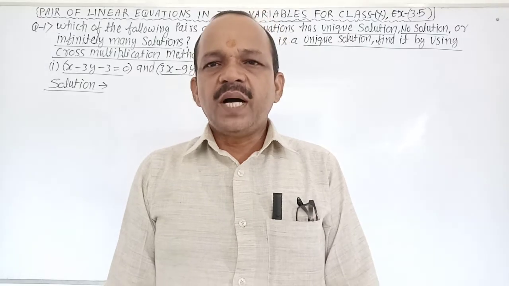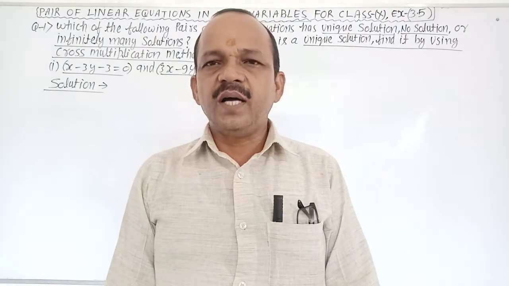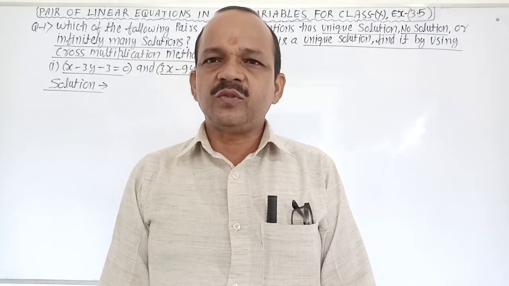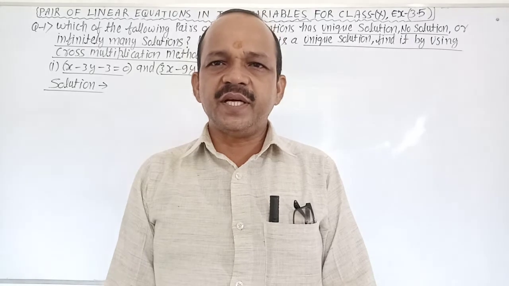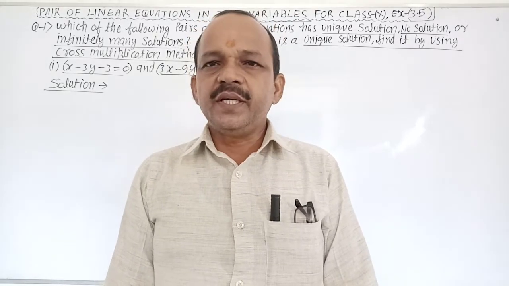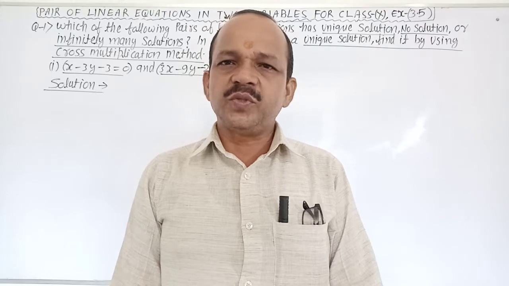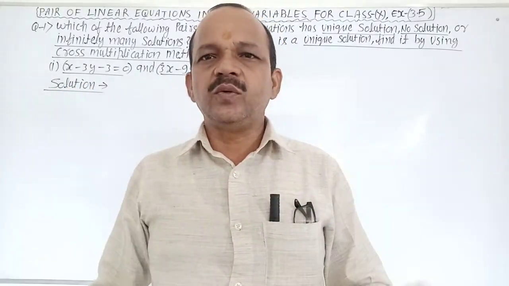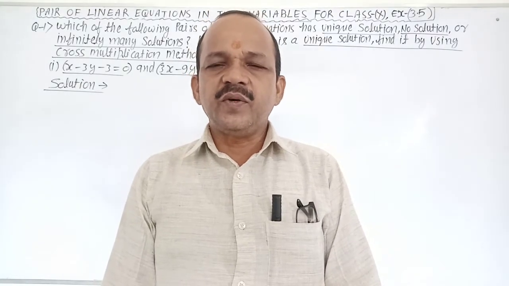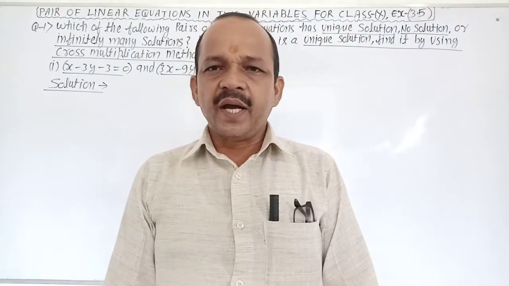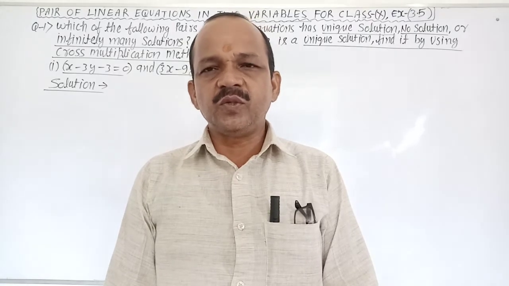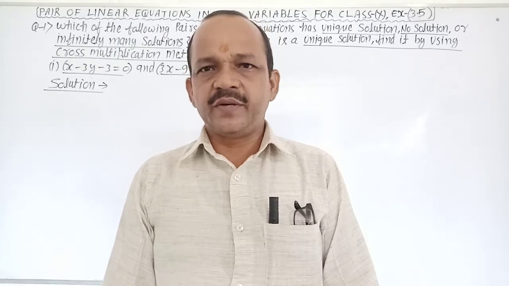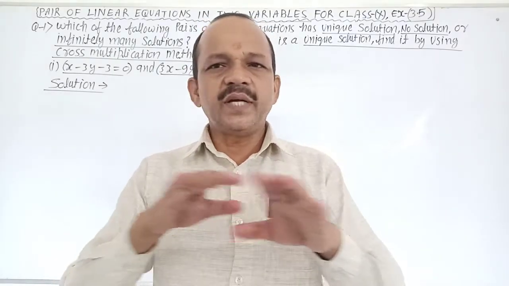Very good. Firstly, I want to describe the form of pair of linear equations in two variables. Because you can ask me, what is the form of pair of linear equations in two variables? It is new for you, so you can ask very easily. a1x plus b1y plus c1 equal to 0 and a2x plus b2y plus c2 equal to 0. It is the form of pair of linear equations in two variables.